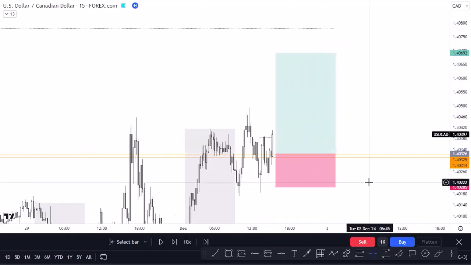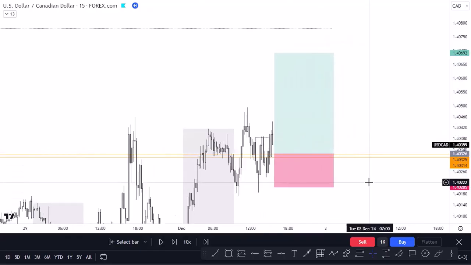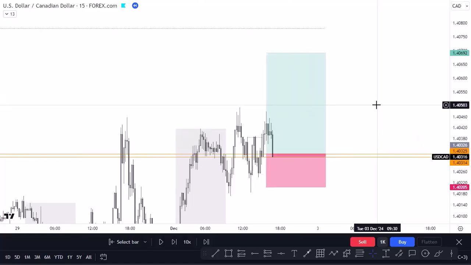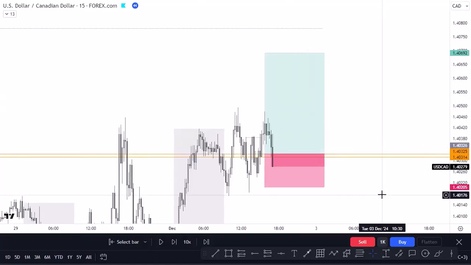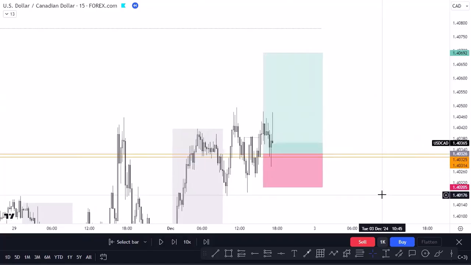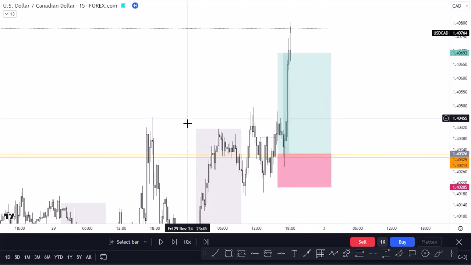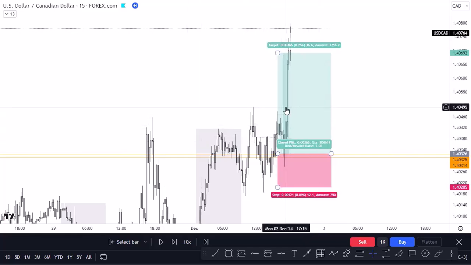Okay. So when the market came again below, see how the market is going. I got tapped in a little bit, and then easily the market ran into my target. So this was the trade that I took on Monday, and it gave me 3%.